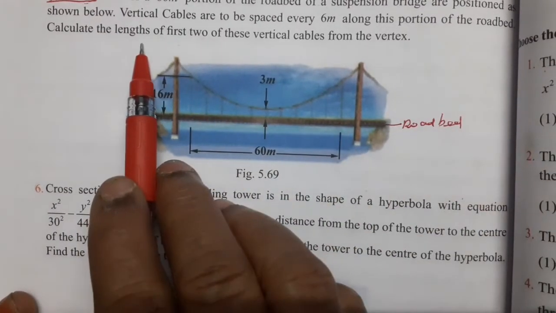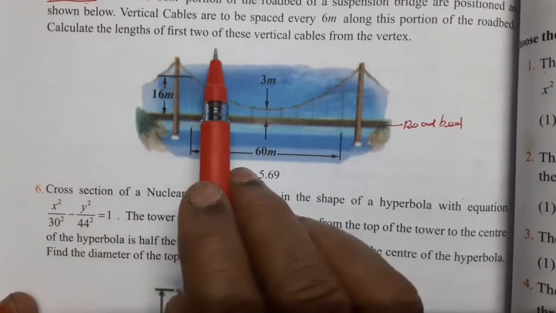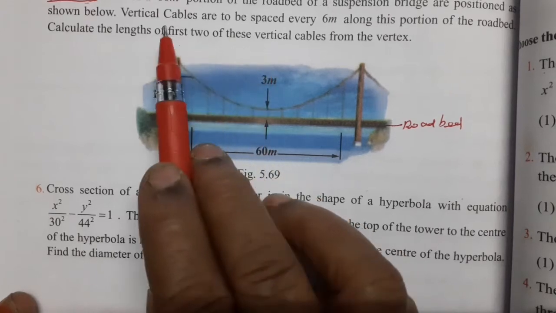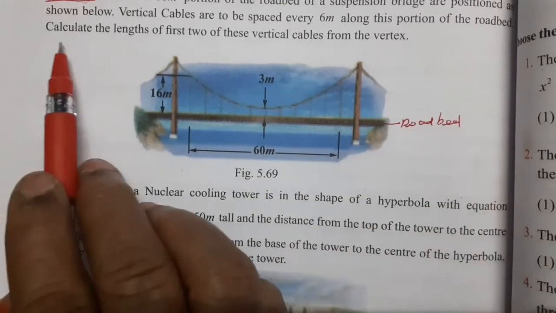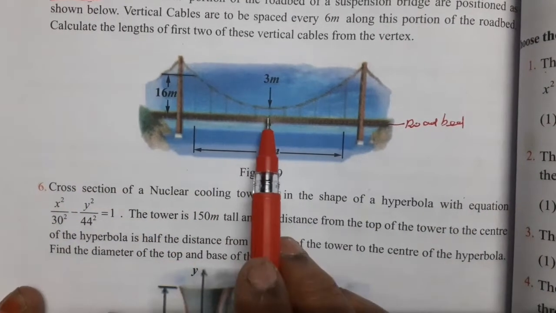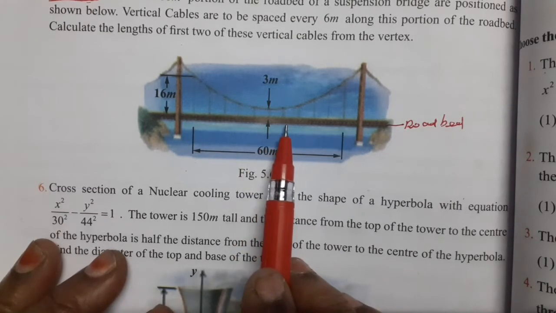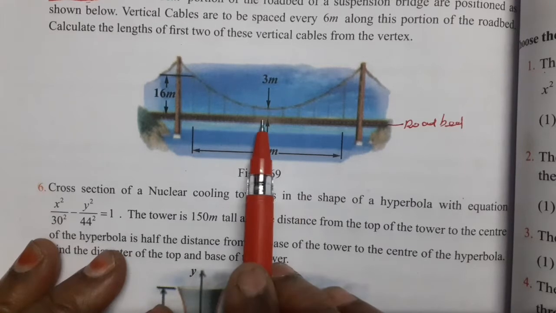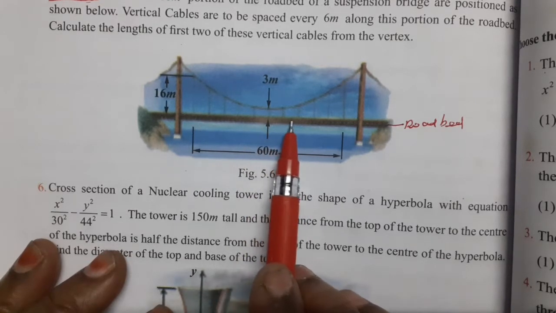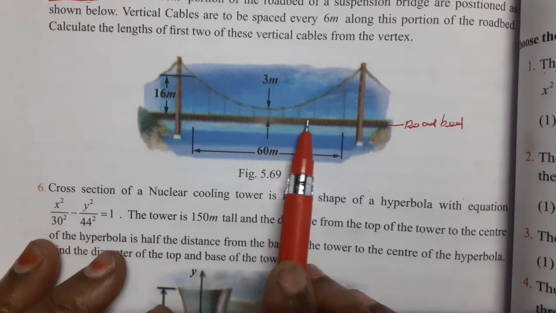So what is the question asking? Calculate the length of the first two of these vertical cables. The vertical cables are spaced every 6 meter along this portion of the roadbed. Calculate the length of the first of these two vertical cables from the vertex. This is the vertex. From the vertex we are going to calculate the first two cables. First cable, this is the second cable. We are going to find the length of the first two cables.